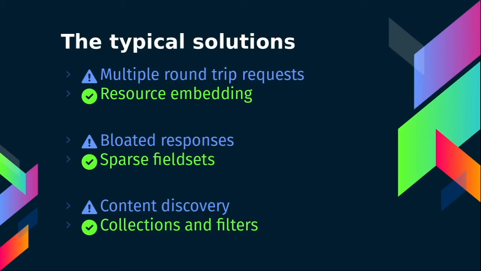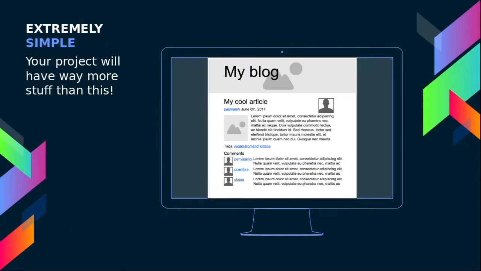And that's content discovery. And they have known solutions. The solutions are embedding resources inside of the initial request. So you say, give me the article along with all the data that's related to it. And we also solve the bloated responses with sparse fieldsets, which means that you specify the fields that you want back, and collections and filters serve you to find the content.